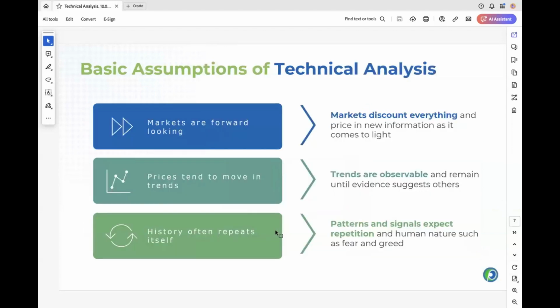So, basic assumptions of technical analysis. This is the framework that technical analysis is built on. First and foremost is markets are forward-looking. They discount information, they discount everything, and the market immediately reacts as new information comes to light.